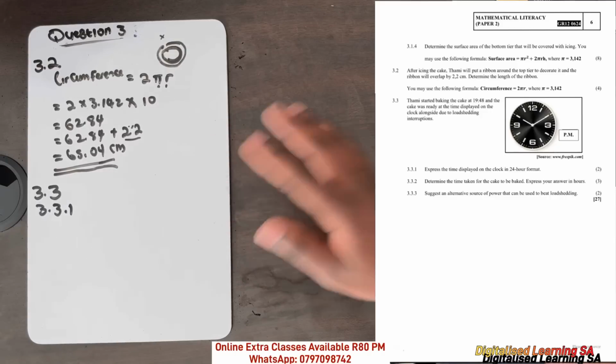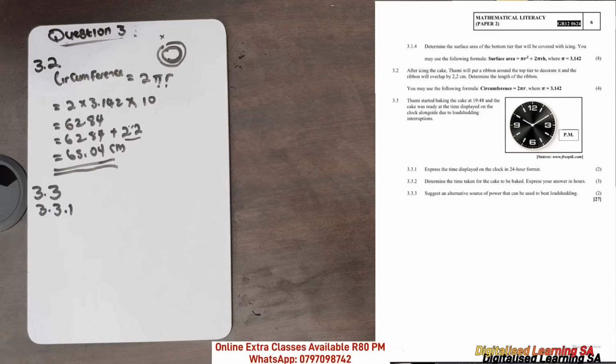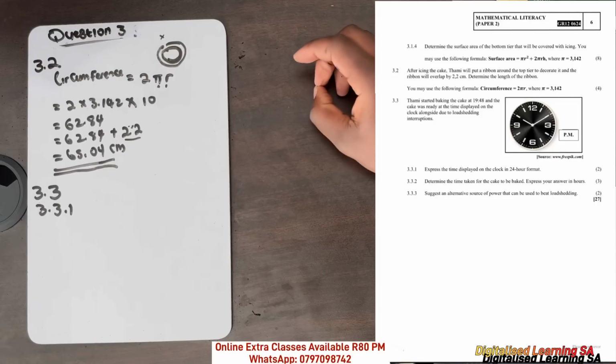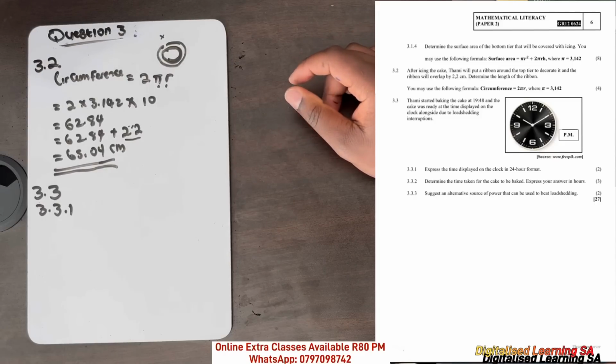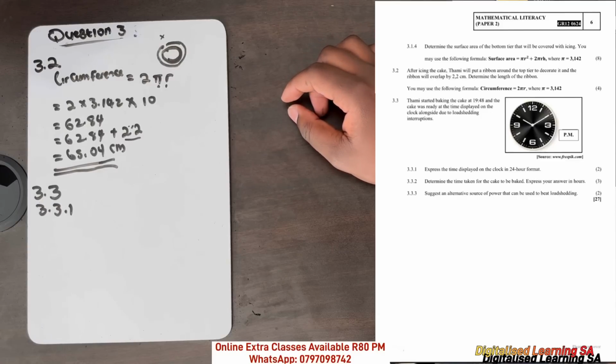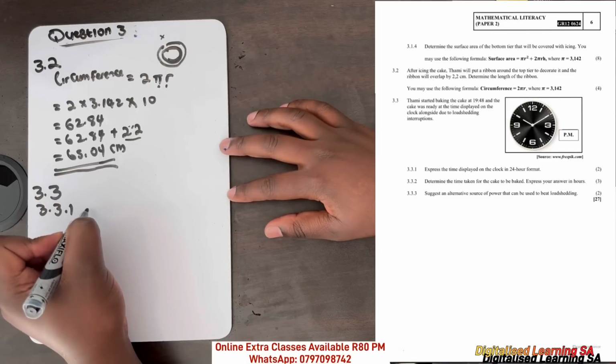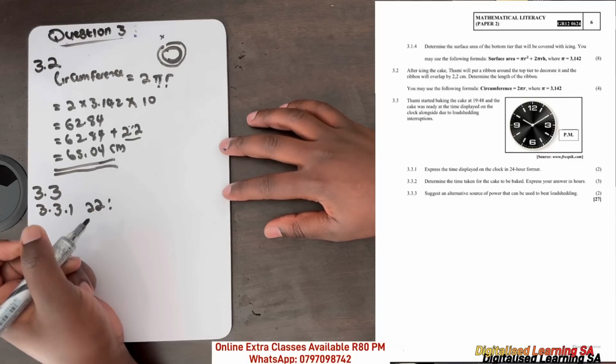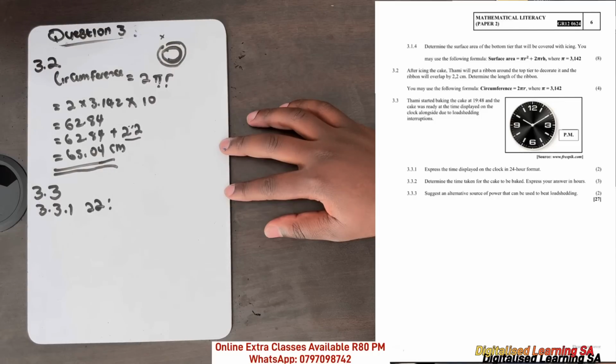Question 3.3.1 says to express the time displayed on the clock in 24-hour format. We can see that the small arrow is pointing at 10, meaning that our hour will be 22, and the bigger one is pointing at 2, which means 10 past. So it will be 10 past 10.